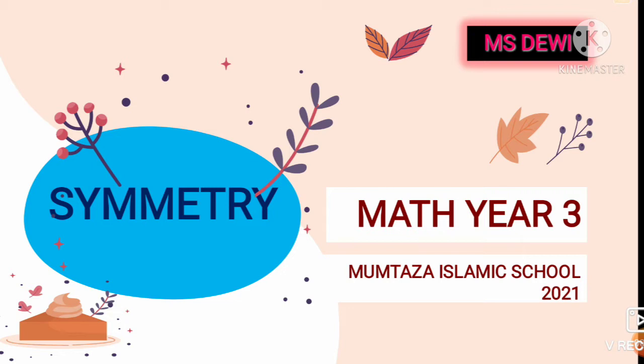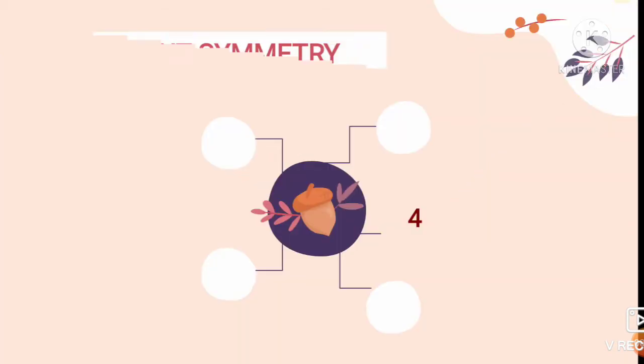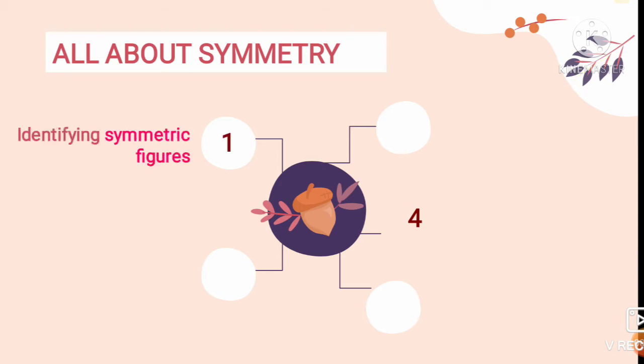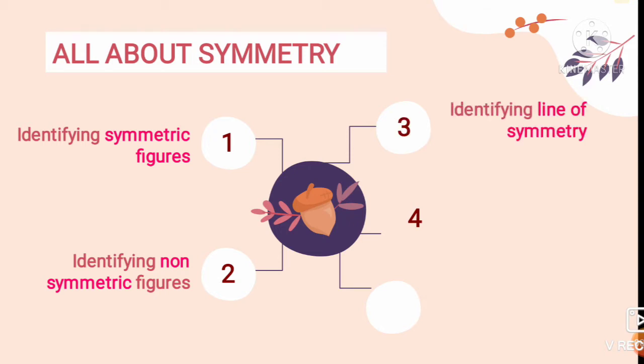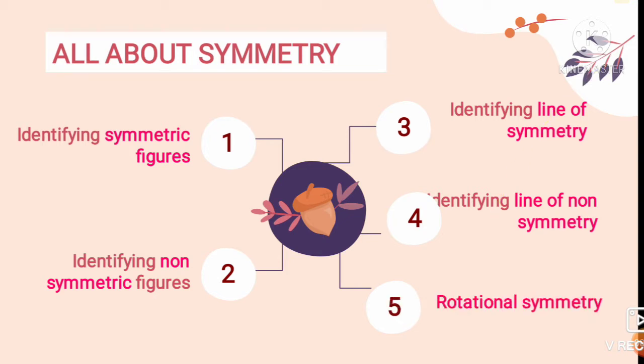Today we're gonna learn something about symmetry. What is it about? We're gonna learn about identifying symmetric figures. We also need to learn how to identify non-symmetric figures. In this chapter, we learn how to identify line of symmetry and also line of non-symmetry. Then we're gonna learn about rotational symmetry.